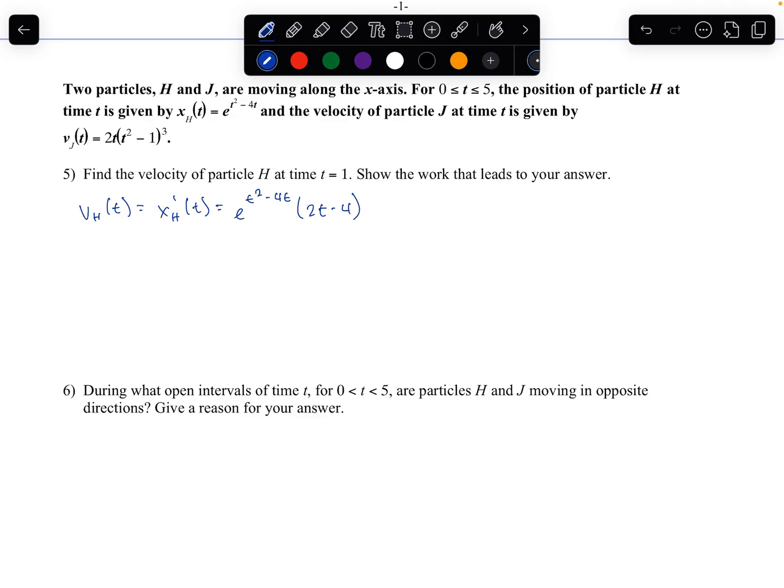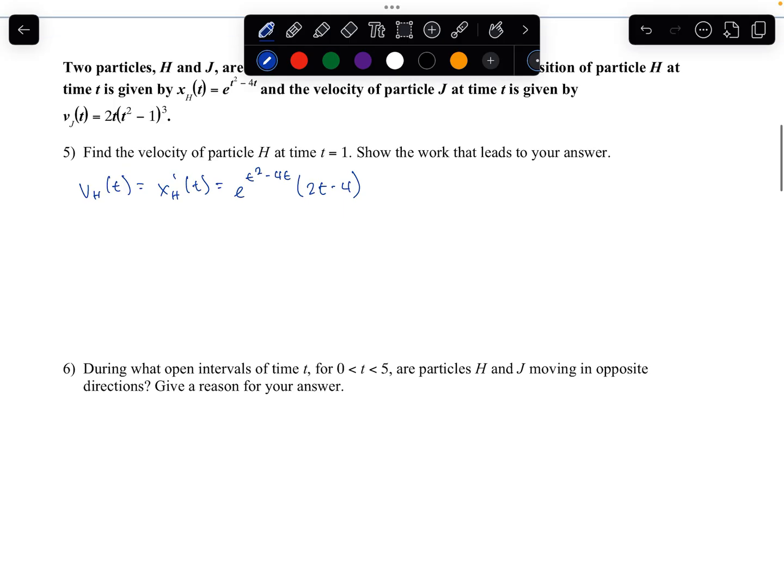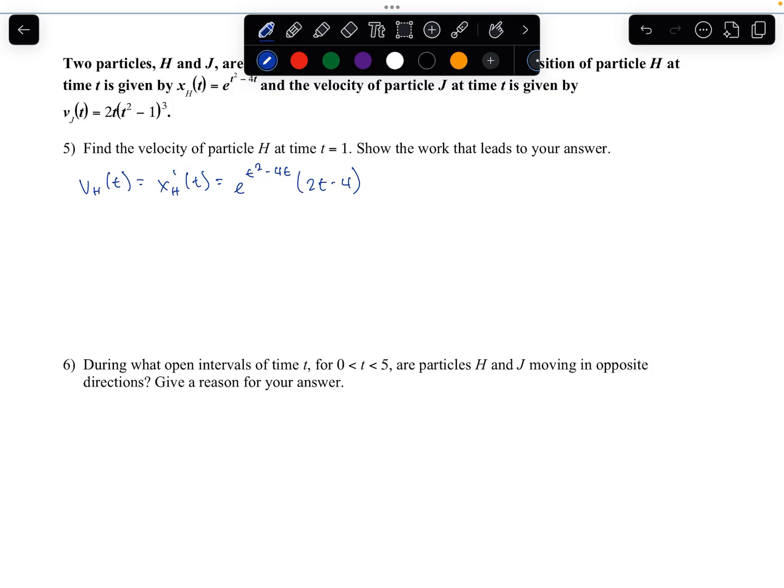Show the work that leads to... Okay, so there we go. Okay, so I think that's all we need to do. Oh wait, no, we need to find the velocity of the particle h at time t equals 1. So we need to find vh of 1.